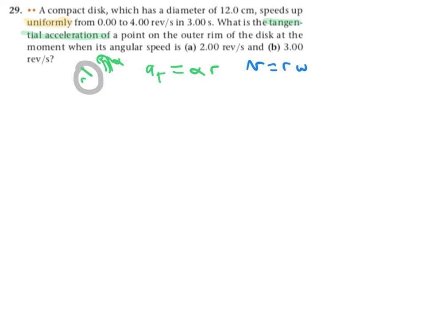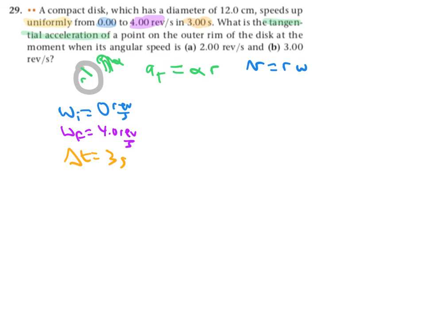So here we're going to say, well, what are we given? The initial omega, which is this. So omega initial is 0 revs per second. And we're given the final omega, which is that, and that is 4 revs per second. And then we're given a time. So we're given that delta t is 3 seconds.